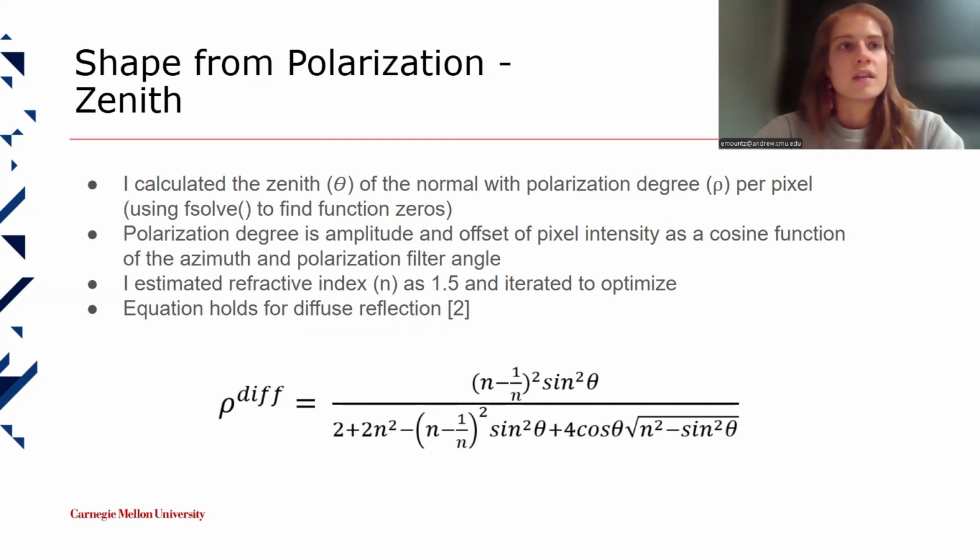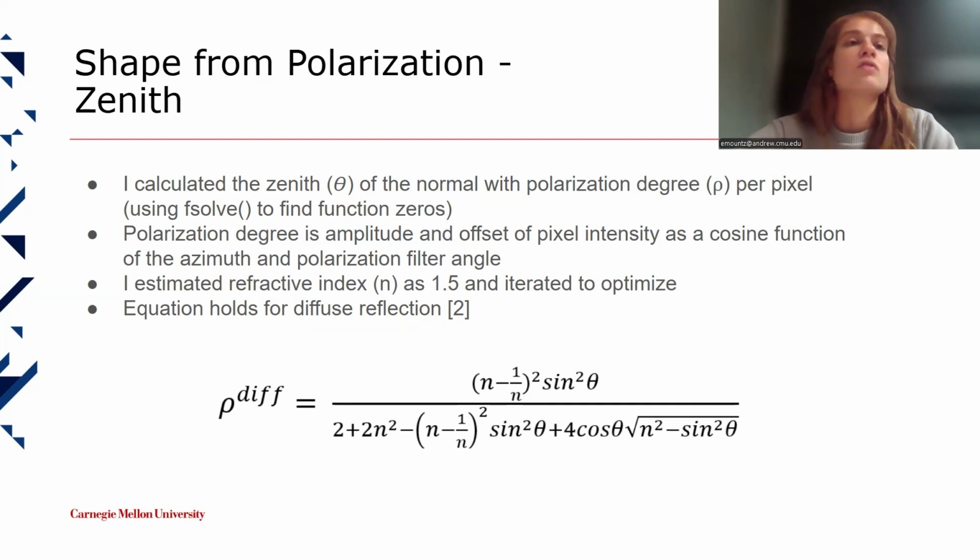I solved for the zenith, represented by theta, at each pixel and found the average for each pixel across the images. The degree of polarization, rho, can be solved for at each pixel as a measure of the amplitude and offset of the cosine function described in the azimuth equation. The degree of polarization is then related to the zenith of the normal with the equation shown.